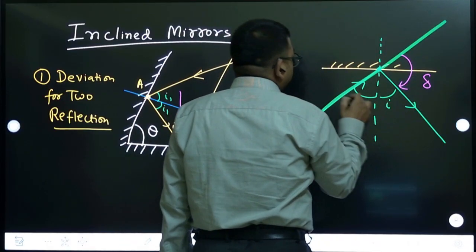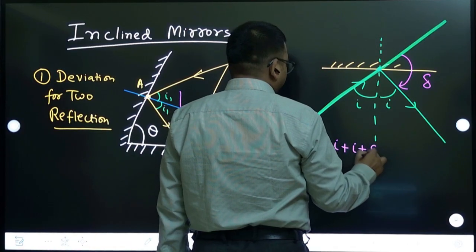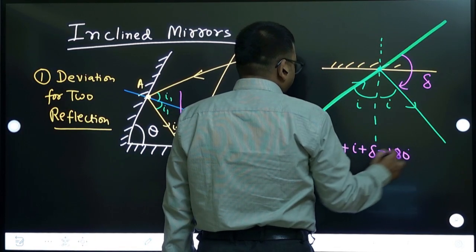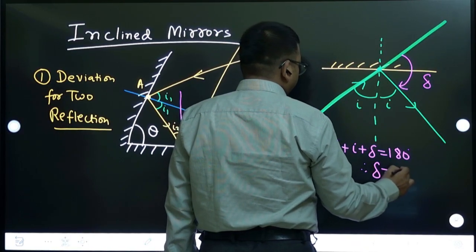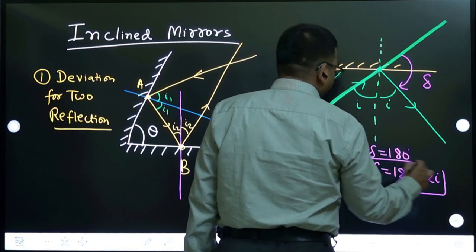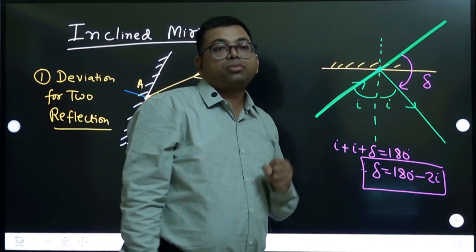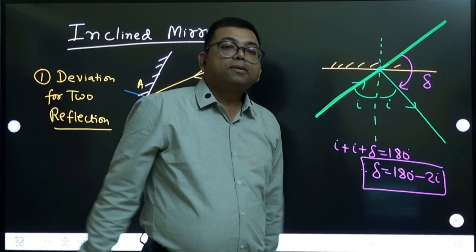So the total angle is 180 degrees, right? So i plus deviation becomes 180 degrees. So deviation becomes 180 degrees minus 2i. So this is the deviation formula due to a single reflection. A single reflection produces this deviation.